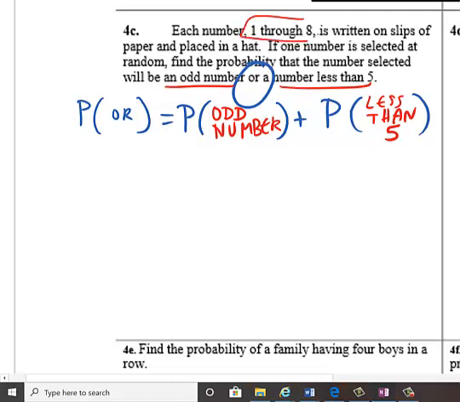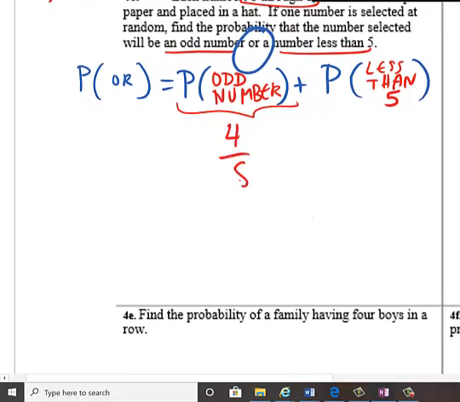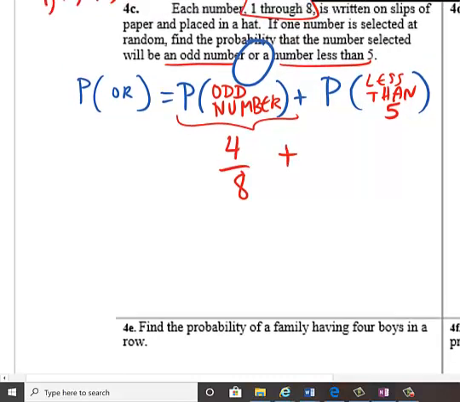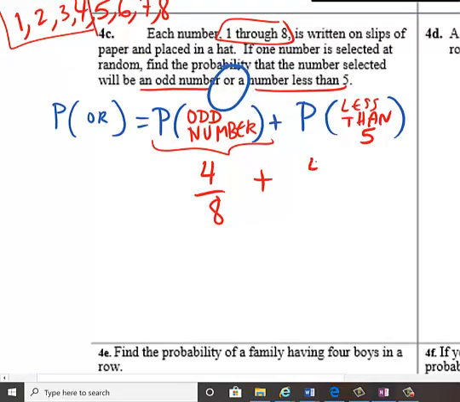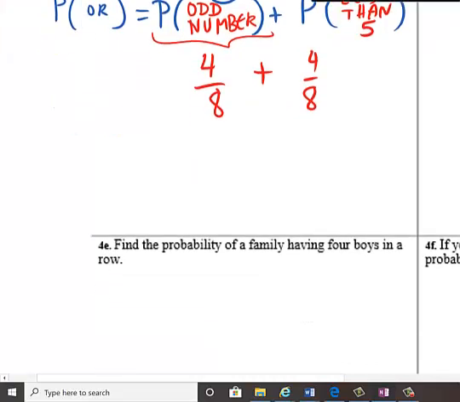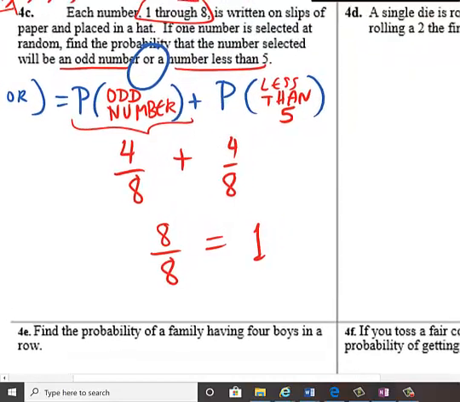Okay, well the numbers are 1 through 8, so sometimes it helps me to actually write them out. 1, 2, 3, 4, 5, 6, 7, 8. So how many of those are odd? 1, 2, 3, 4 of them. 4 out of the 8 are odd, plus how many of them are less than 5? Actually 4 of them. The first 4 are less than 5, so that's also 4 out of 8. So you have 4 out of 8 plus 4 out of 8, which would be 8 out of 8, or 1. Uh-oh.